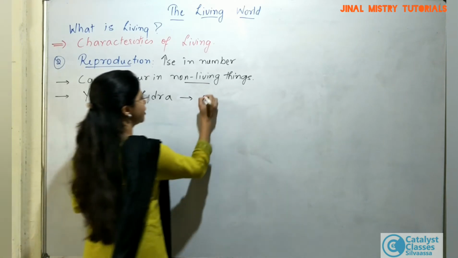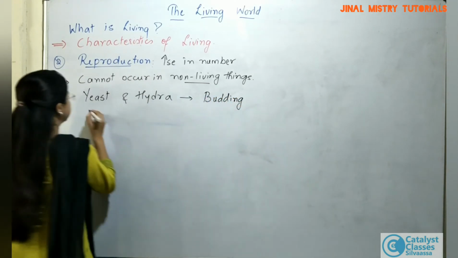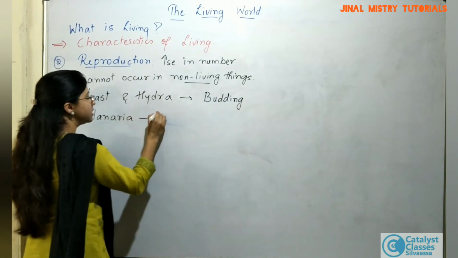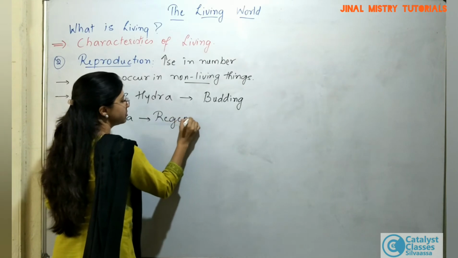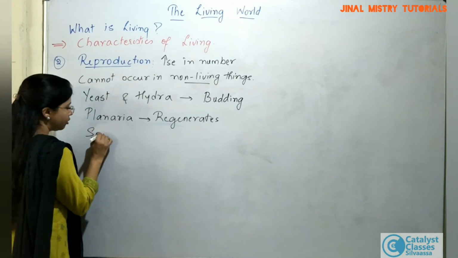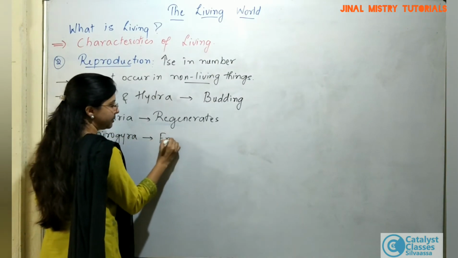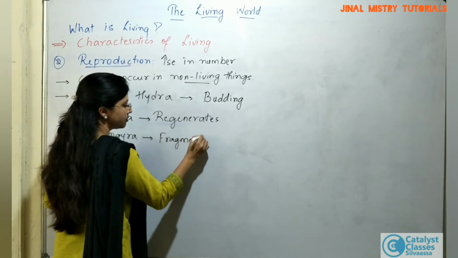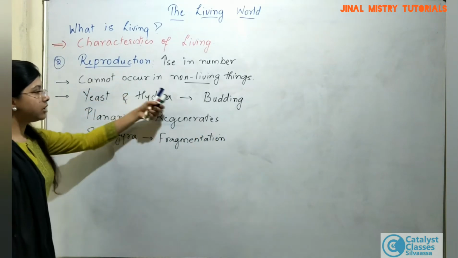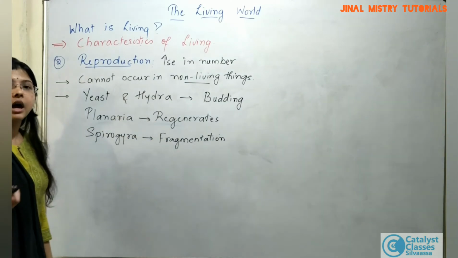So yeast and hydra, you see, they divide by budding. Take example of planaria, an organism again of animal kingdom, it regenerates. That is also a mode of reproduction in it. Spirogyra, an algae, it divides by fragmentation. Like there are many other examples where you will see that there are different modes by which the organisms reproduce or increase their number.